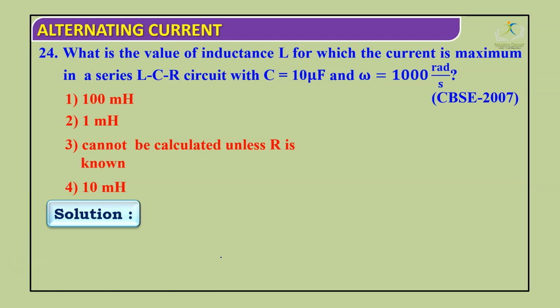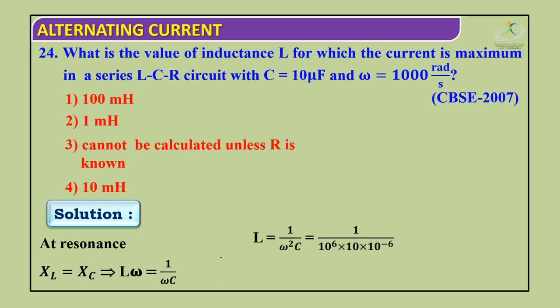So the solution which we have: at resonance, XL is equal to XC, that we know, and omega L is equal to 1 by omega C. So L we can calculate, L is equal to 1 by omega square C. If I just put in this value, we get the value of L which is 100 millihenry. According to that, the correct option is 1.